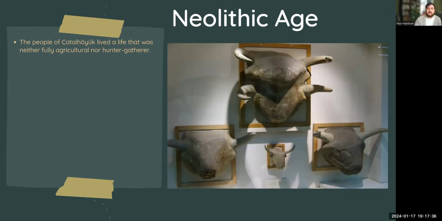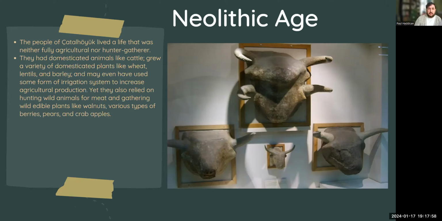The people in Çatalhöyük are going to live a life that was never fully agricultural nor fully hunter-gatherer. They are going to consistently have some sort of agriculture going on, but not on a large enough scale. They're too big of a city at this point. So they're going to have that going on as they are also having their hunter-gatherers go around to supplement what they're doing at home in agriculture.